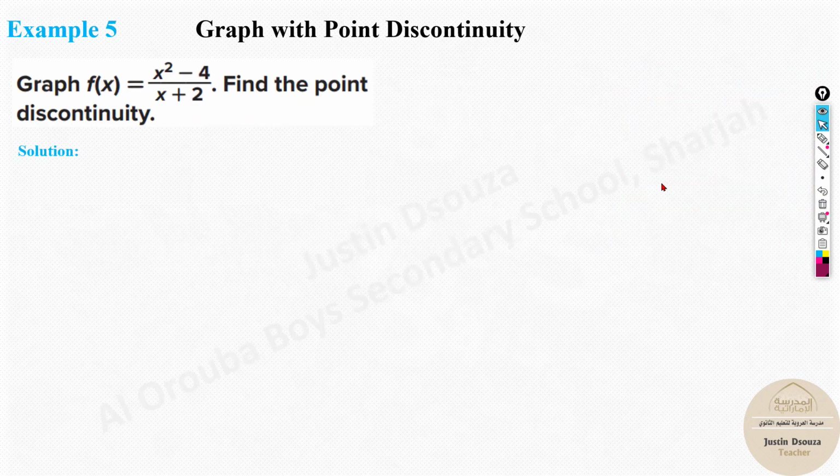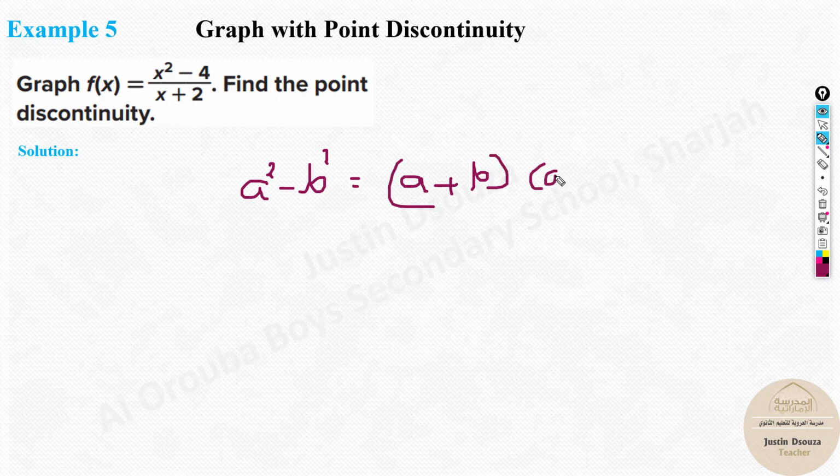Now then, over here, we are dealing with point discontinuity. This is the last topic in this lesson. What about point discontinuity? So you can see that question over there. What does it remind you of? You should know that you can use your calculator to solve. Otherwise, if you know this formula, a squared minus b squared equals a plus b times a minus b. So now here x squared minus 4 can be written as x squared minus 2 squared, isn't it?